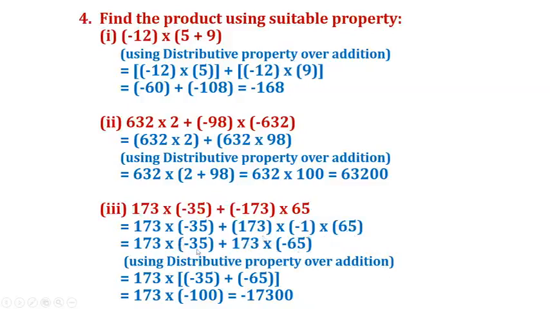Observe here, this is again the distributive property of multiplication over addition, because this is again a into b plus a into c form. Now you can write it as a into b plus c. So what is a here? 173. b is minus 35, c is minus 65. So minus 35 plus minus 65 you can write as minus 100. By multiplying this you will get minus 17,300. So this is also using the distributive property over addition.